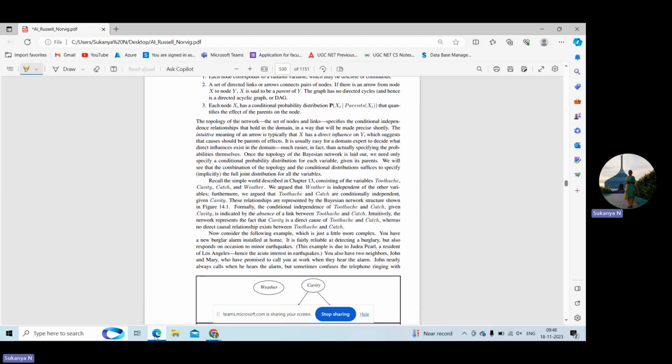So here for the toothache and catch, since they have a parent node, this truth table will be P of C, P of L. Okay, so whatever the answer comes, we have to write it here. So this is true, false, and false.